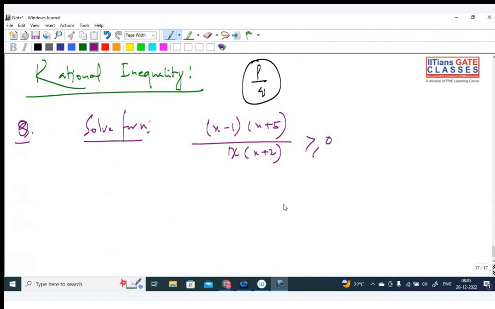The step number 1 is done. You have to use here again the wavy curve method only. The step number 1 is clear, because there is a factor. Step number 2 is also okay because all the x has the coefficient 1. Now directly switch to step number 3. Many people cross multiply and they waste their time, so don't do that. This is minus 5, minus 2.